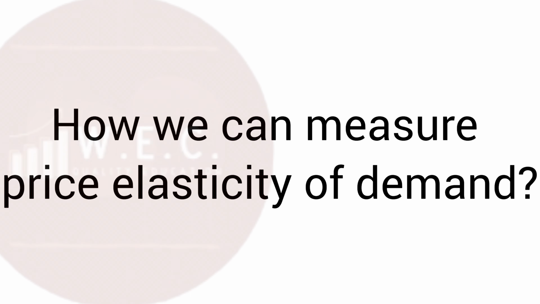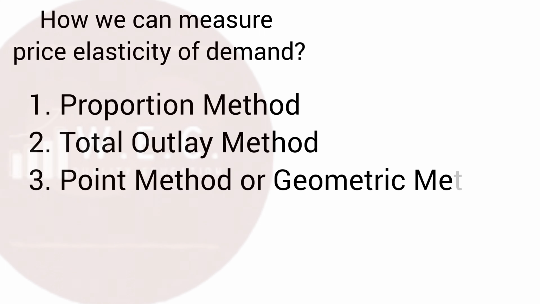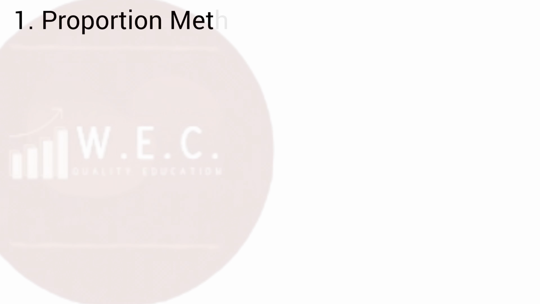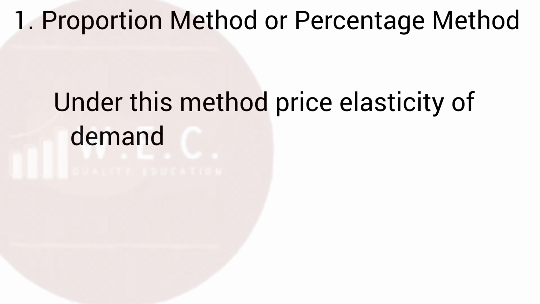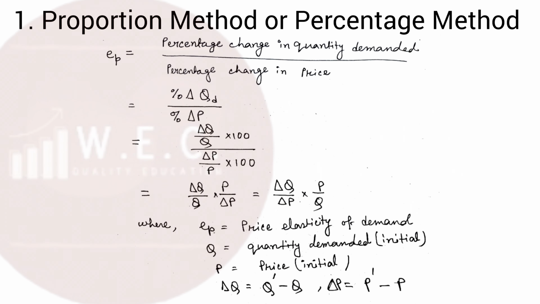How can we measure price elasticity of demand? Price elasticity of demand can be measured through the proportion method or percentage method, total outlay method or total expenditure method, point method or geometric method, and arc method. First, I will discuss the proportion method or percentage method. Under this method, price elasticity of demand is measured as a ratio of percentage change in quantity demanded and percentage change in price. Let me show you how we can measure elasticity of demand under this method.